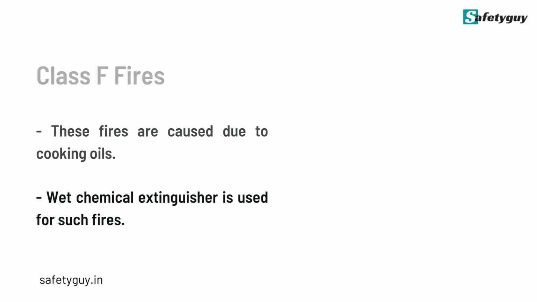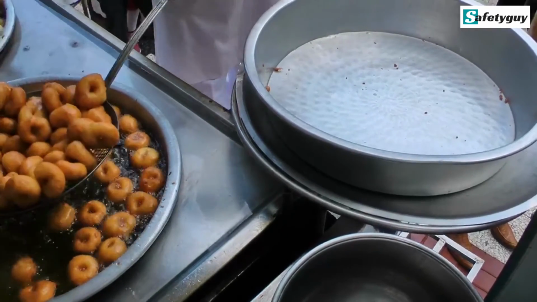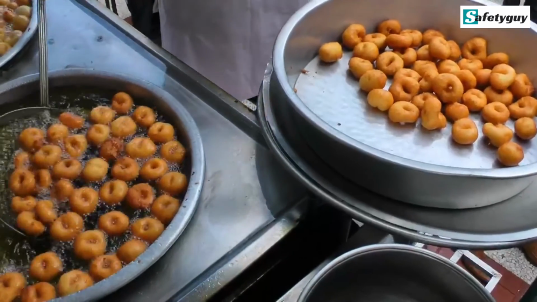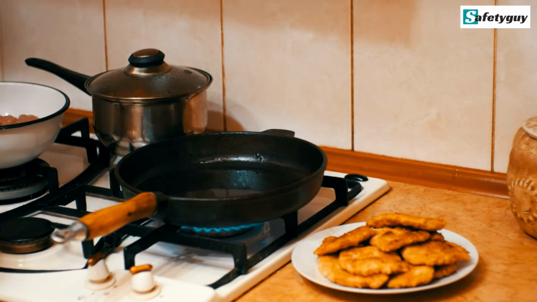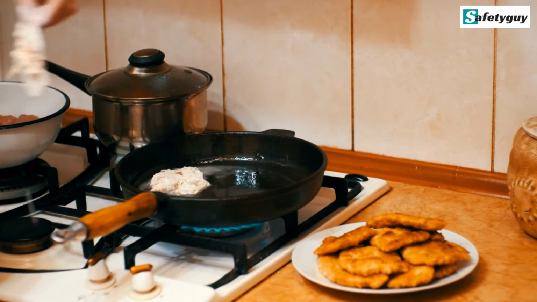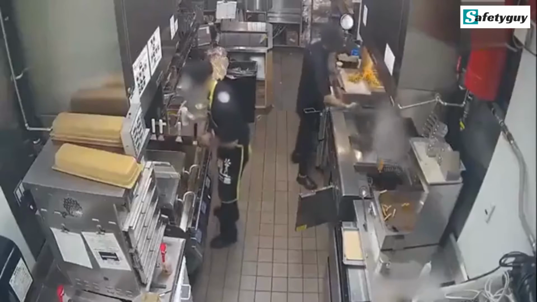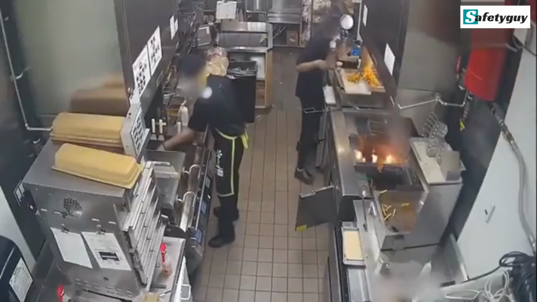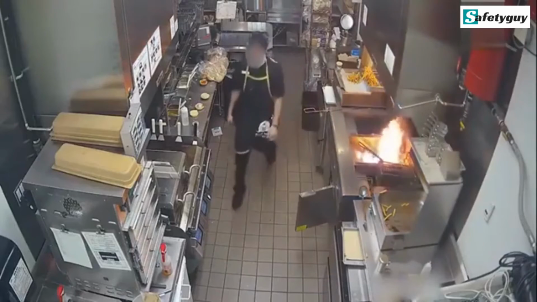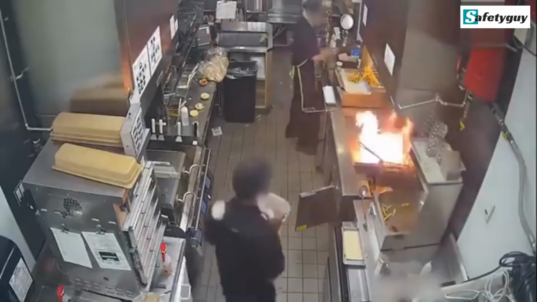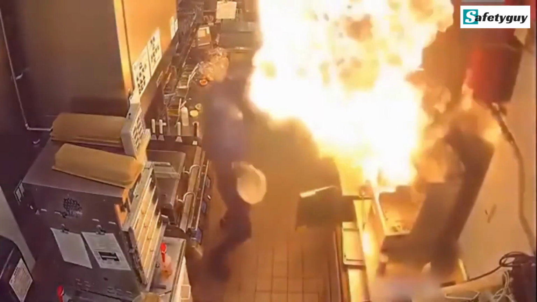Class F fires. Deep frying and fat-rich flammable oils near heat sources in the kitchens can cause a Class F fire. Therefore, one should never leave food or frying equipment unattended while in use. And water should never be used for such a fire. This is because water acts as a super accelerant when combined with oils and helps the fire to spread rapidly.